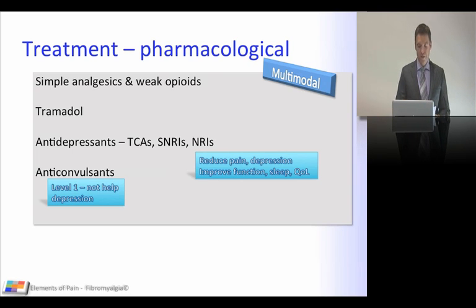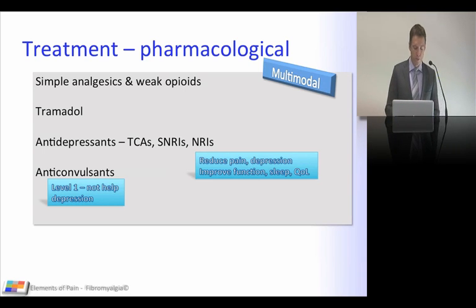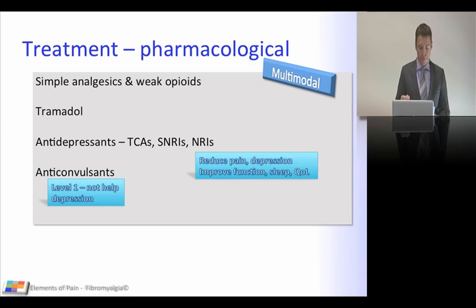Tricyclics, level 1 evidence, use them and consider your side effect profile and your patients when you're prescribing tricyclics. The SNRIs, as I've mentioned, there is good level 1 evidence for SNRIs. The FDA has approved duloxetine's use for fibromyalgia, so it is getting used out there.